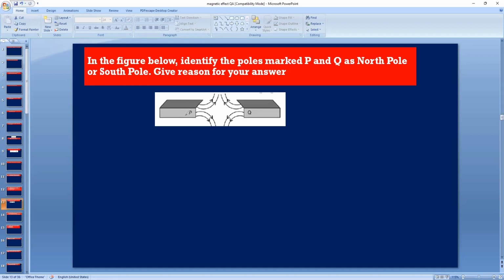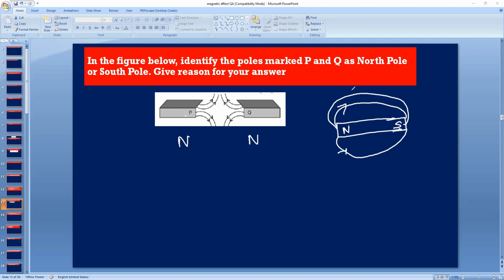Now, P and Q, both are North Poles. Because once we study the magnetic field lines in a bar magnet, magnetic field lines are always away from the north towards the south. In this picture, the magnetic field lines are away from the north, and here also the north. So both are repulsion forces.